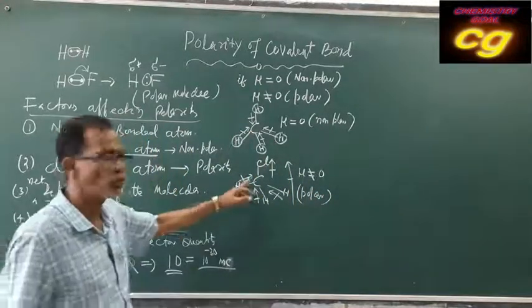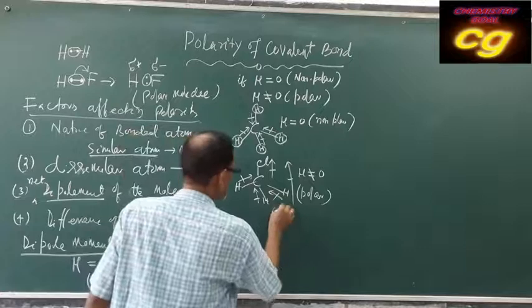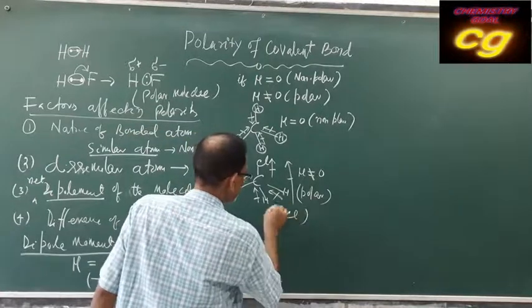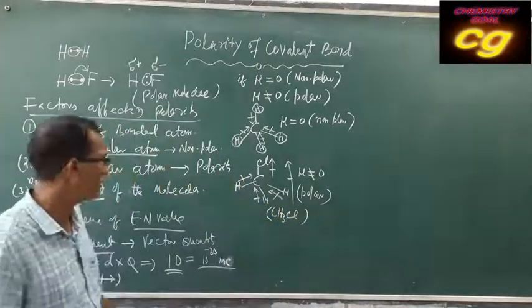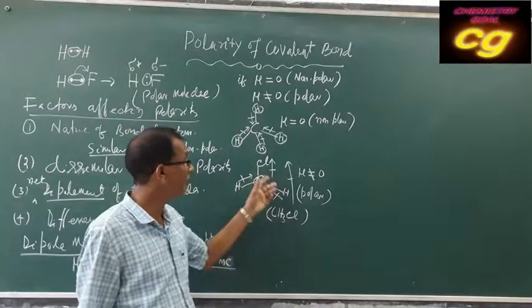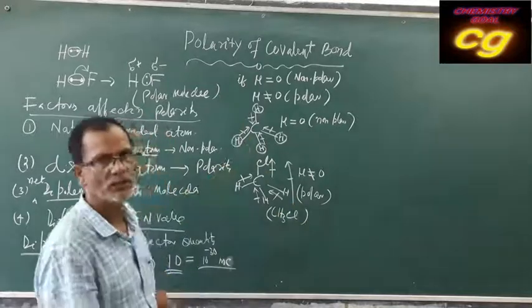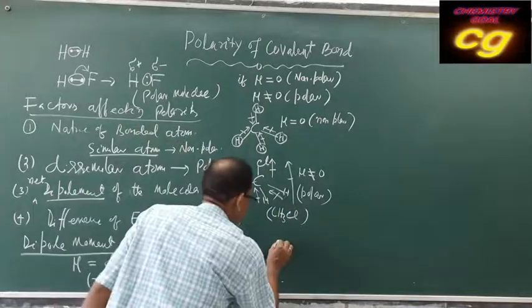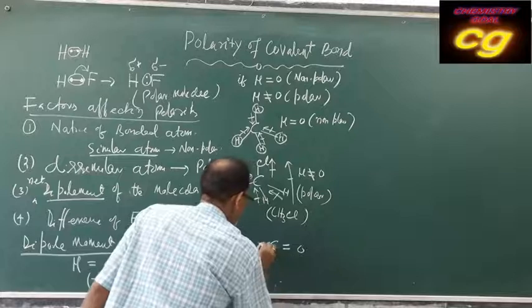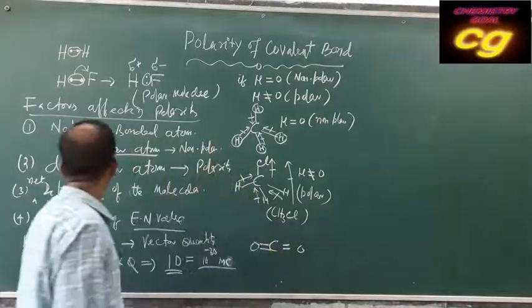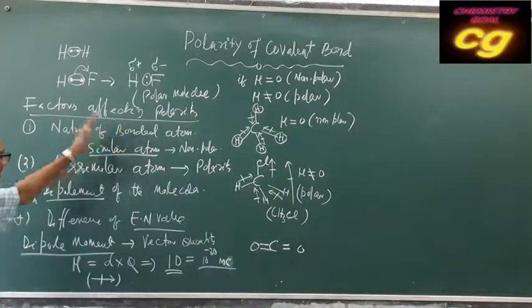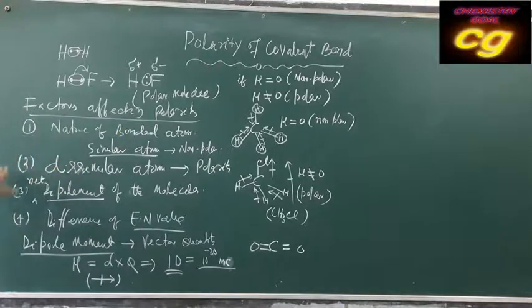So this is methyl chloride, CH3Cl. Methyl chloride is a polar molecule, but methane is a non-polar molecule. For example, carbon dioxide. Structure is very important. For the factors affecting polarity, you can add another point, that is structure also.